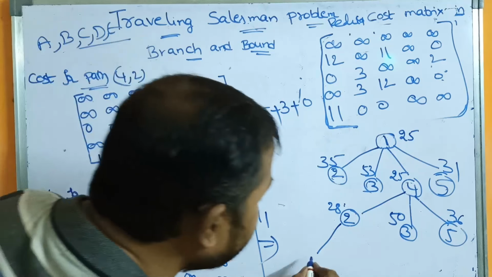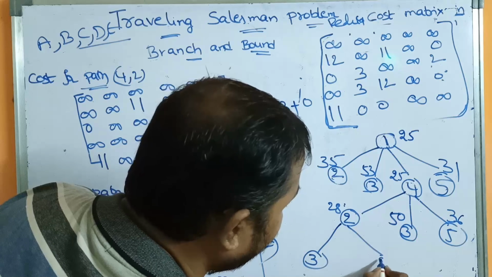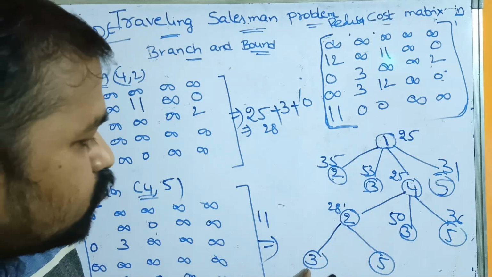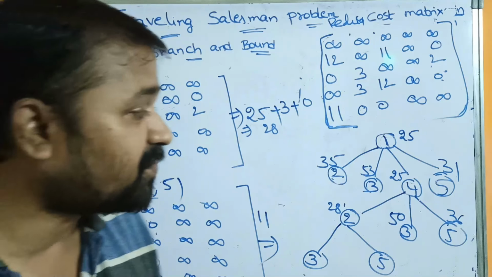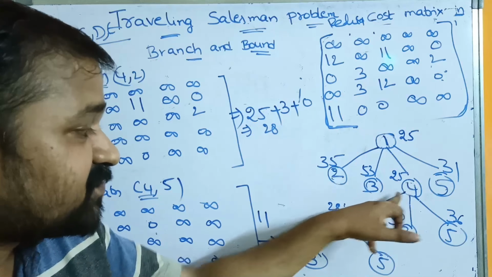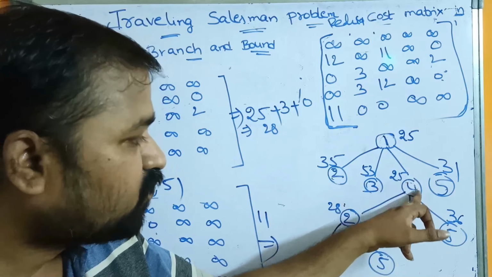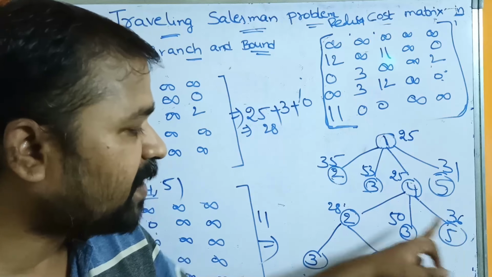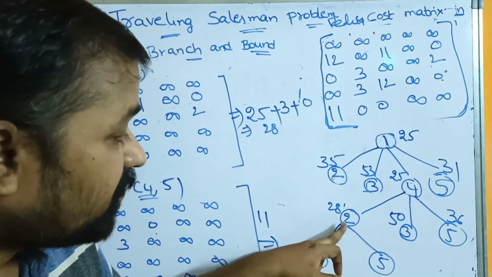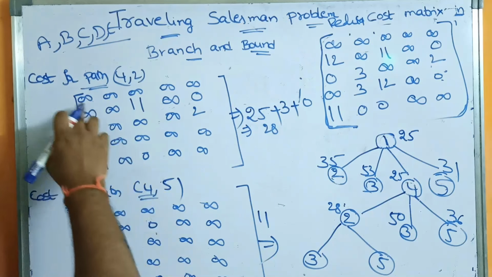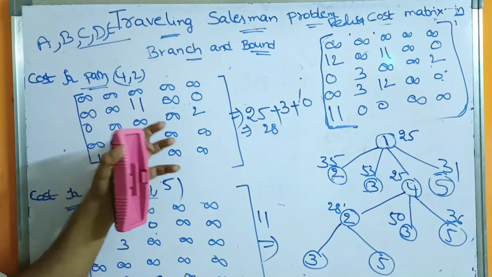So what are the remaining vertices? 3, 5. Okay. So we have to determine the cost of 2 to 3 as well as the cost of 2 to 5. Now we have to perform operation on this matrix, the 4 to 2 matrix. Why? Because out of the 4 to 3 path and the 4 to 5 path, the 4 to 2 path value is smaller. So that's why we have to perform operation on this matrix. So this is nothing but the cost for the path 4 comma 2.